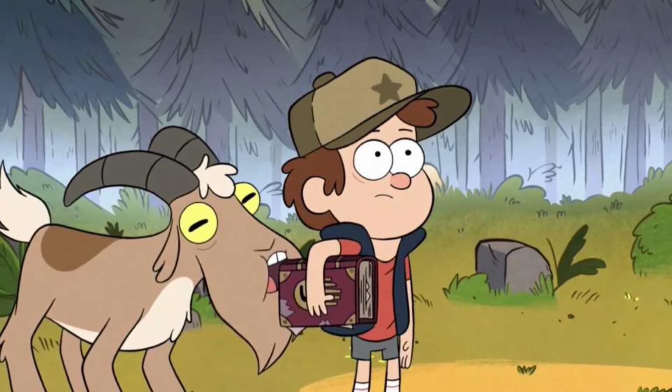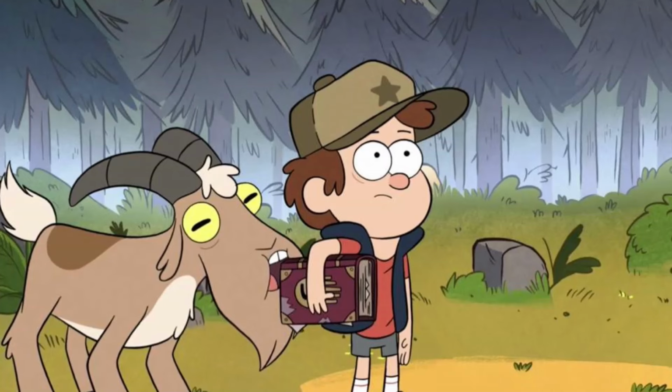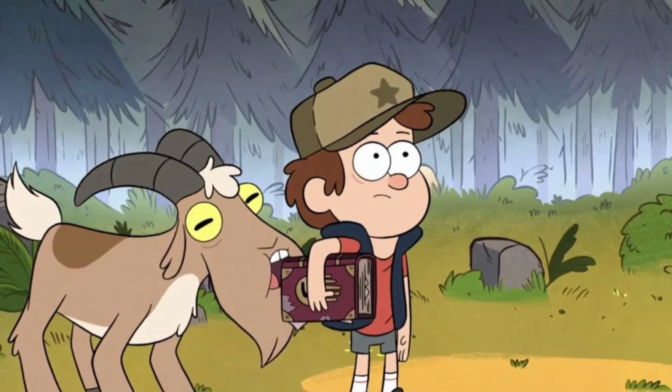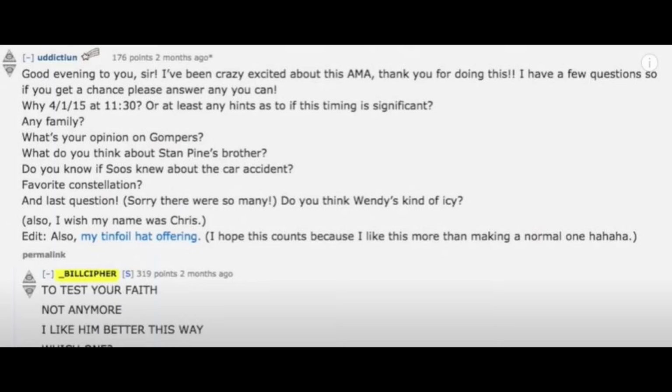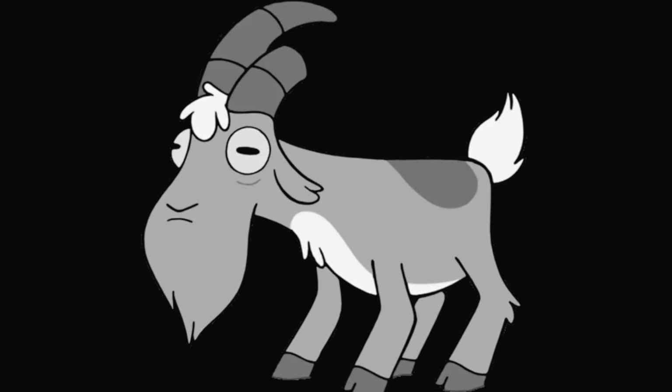This theory proposes that Gompers is Bill because he's always around when something important happens and gets into things that he shouldn't be getting into. In Bill Cipher's AMA, when asked about Gompers, Bill Cipher states, "I like him better this way," meaning that Gompers could have taken a different form before. This theory is pretty far out there, but who knows?